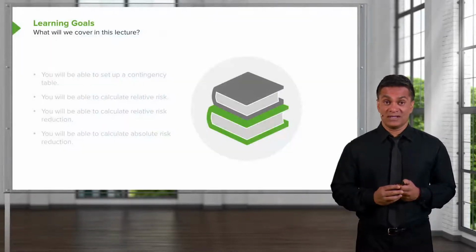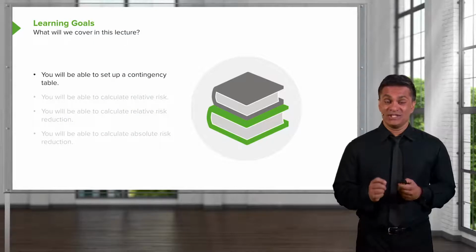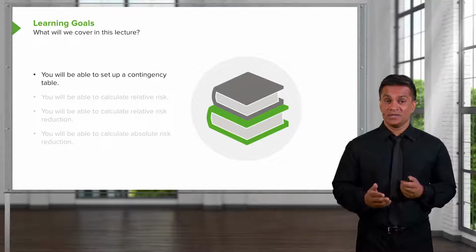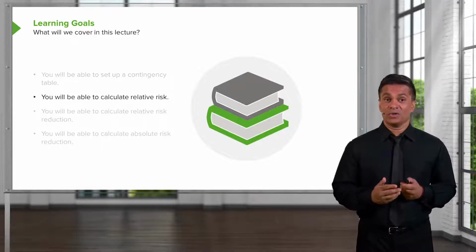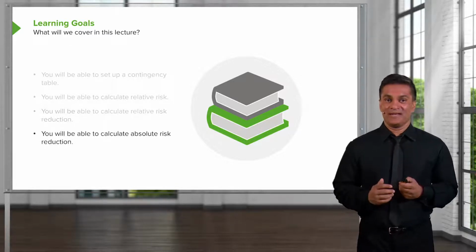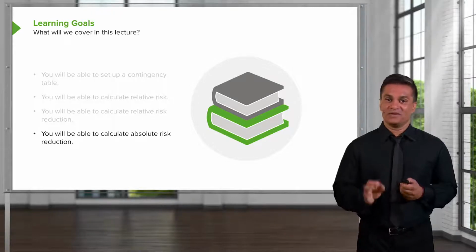How do you turn that into a measurable concept? Well, today we're going to talk about risk and how to measure risk. You're going to learn how to set up a contingency table. That's a way that we use to display our numbers to compute risk. You'll also learn how to calculate what we call relative risk, and also how to calculate relative risk reduction. And also you'll calculate absolute risk reduction, all measurements of risk.